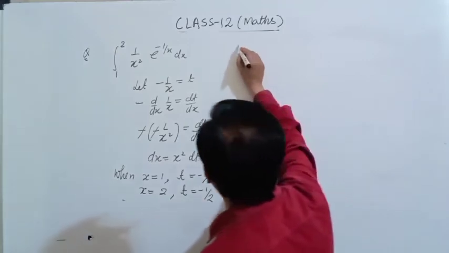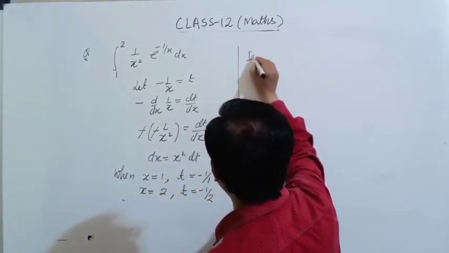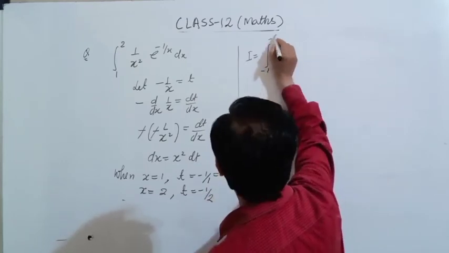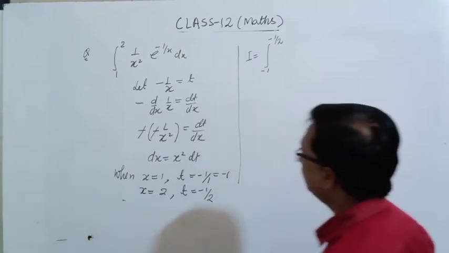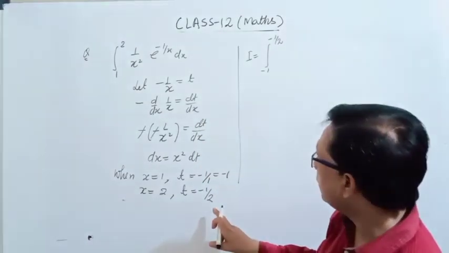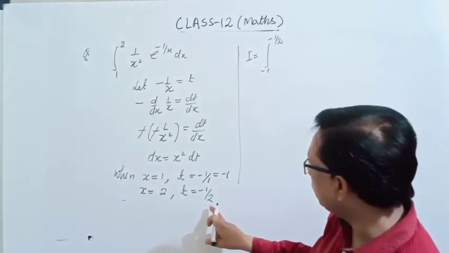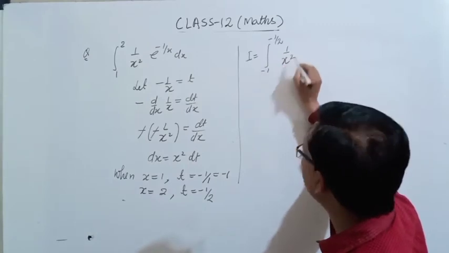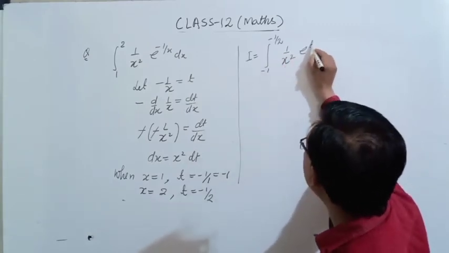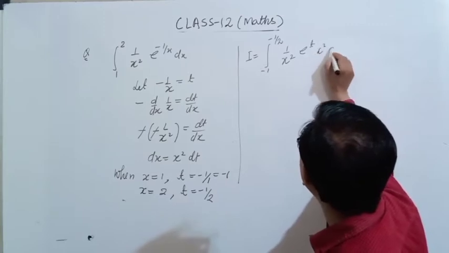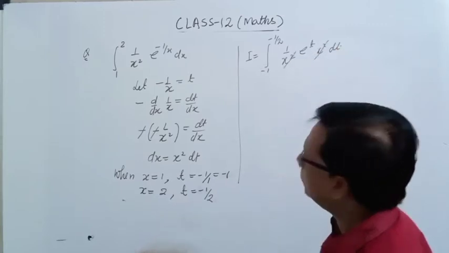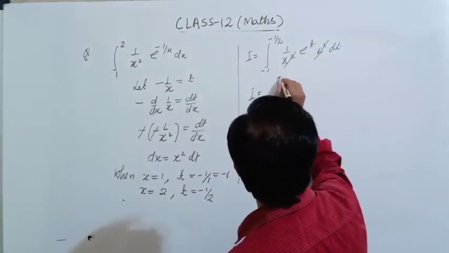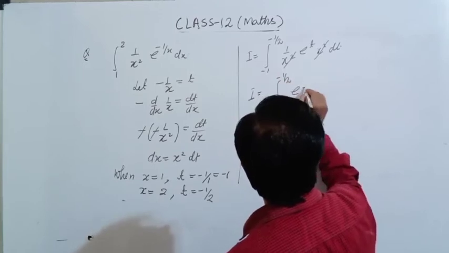Now substitute all these values. Our new limit is minus 1 to minus 1 by 2, and this is 1 upon x square and e to power t, and here we write x square dt. This is cancelled out. So we get the integration from minus 1 to minus 1 by 2 of e to power t dt.